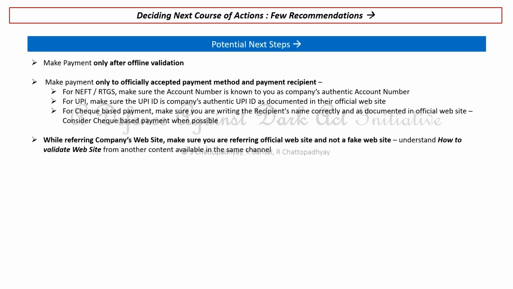If you're paying through UPI, you should make sure the UPI ID provided to you is the company's authentic UPI ID. You can check it from the company's official website as well. For cheque-based payment, make sure you're writing the recipient's name correctly as documented. Cheque-based payment will have a validation on the account name. If you're writing the name correctly, as documented on the official website, it will ensure that the payment is made only to the concerned party.